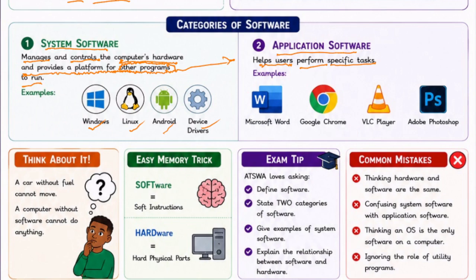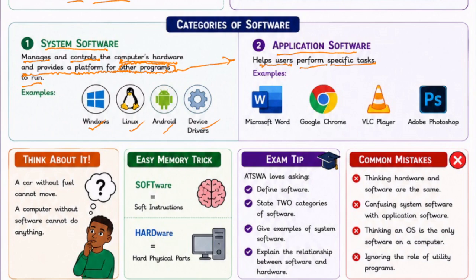You know VLC player, you know your WhatsApp, you know your TikTok. The task of TikTok is different from WhatsApp. It's different from WPS. So all of those things are application software. But system software is Android that makes everything work. We are still going to explain extensively on each one of them.